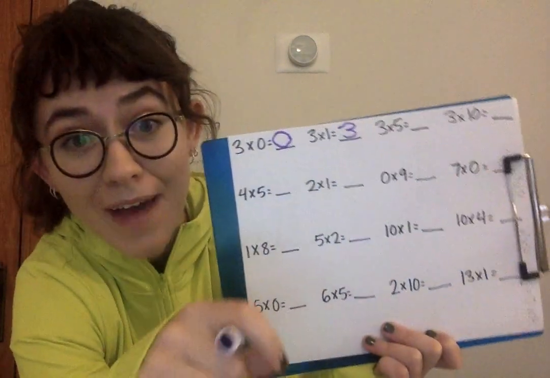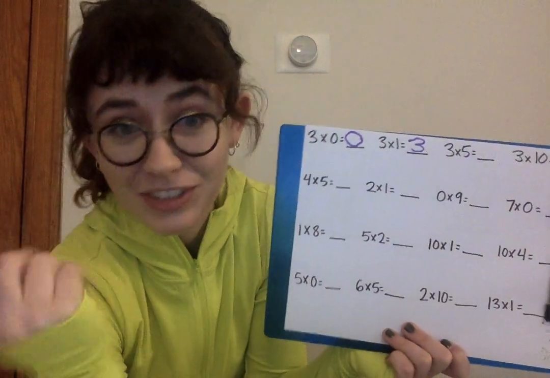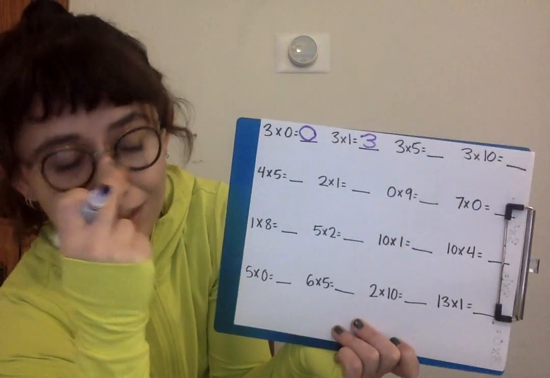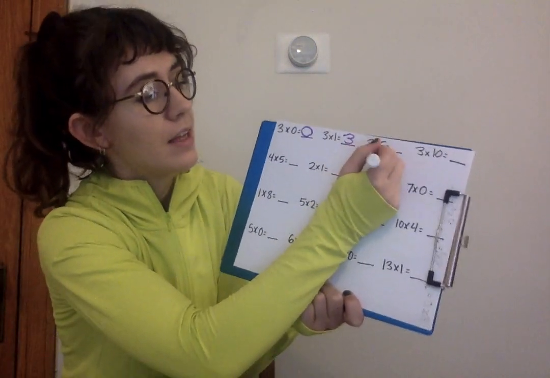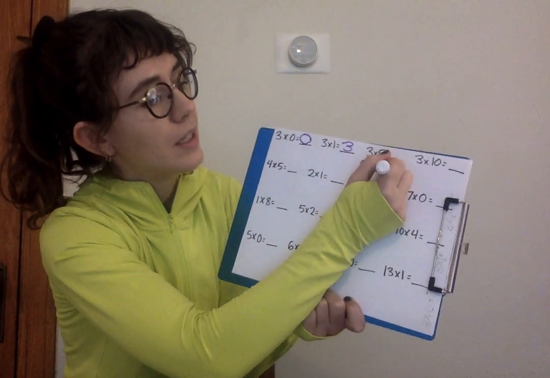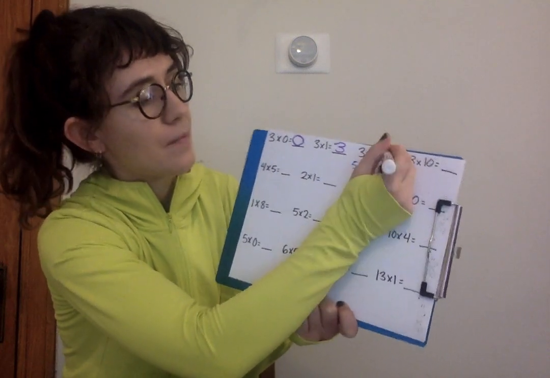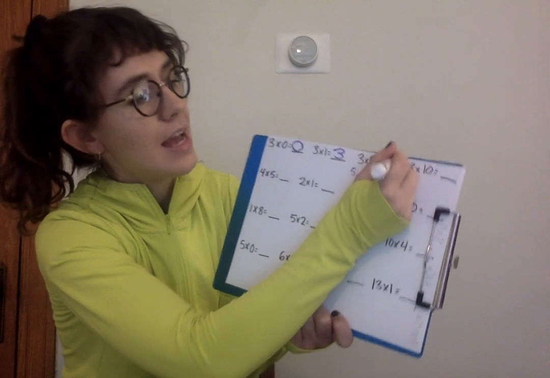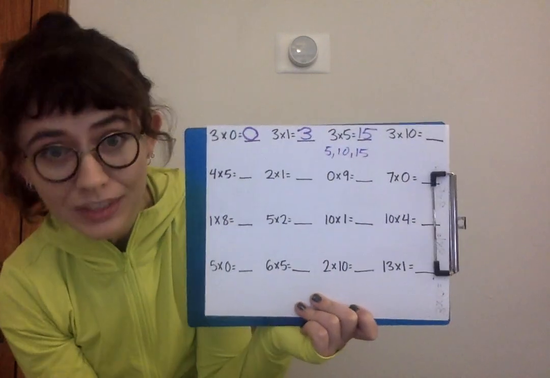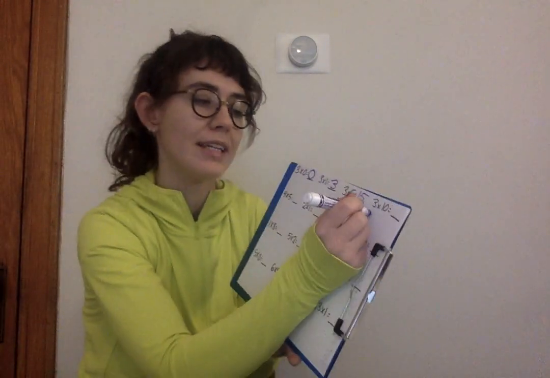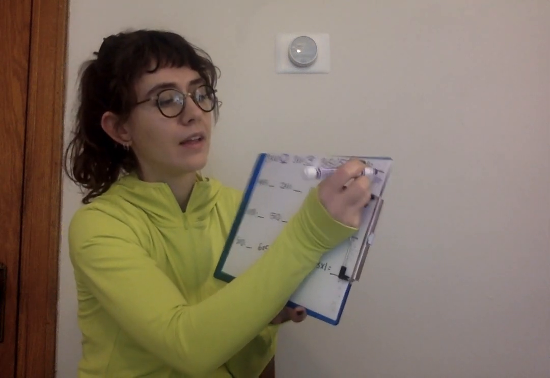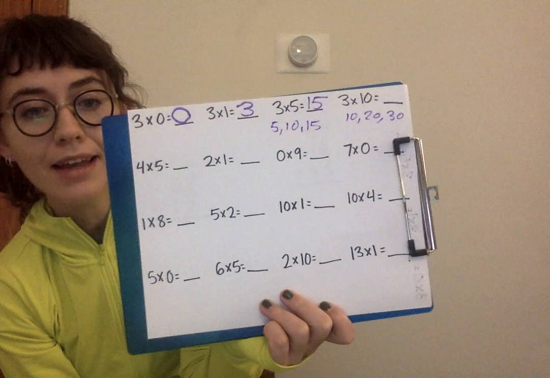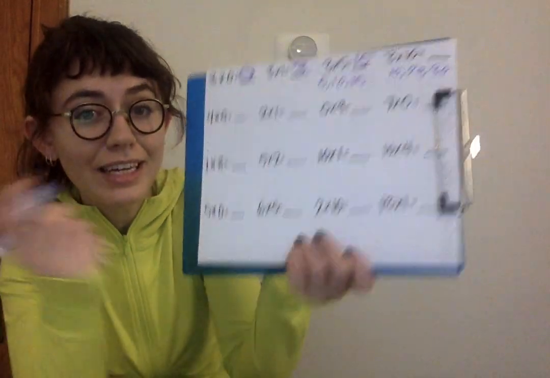All right, 3 times 5. If we're multiplying by 5s, we're just going to skip count by 5s. That's super easy. So 5, 3 times. Let's see. We've got 5, 10, that's 1, 2, 15. So we've got 15 here. And 3 times 10, we're just going to skip count by 10. So we've got 10, 20, 30. So 3 times 10 is going to be 30.